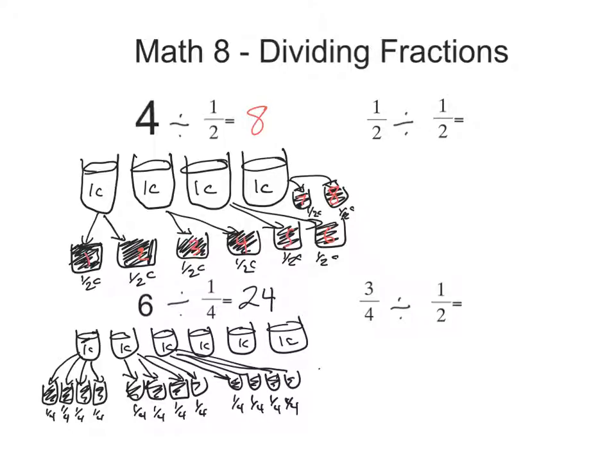I'm hoping you see a pattern here. When you divide by a fraction, it's like multiplying by its reciprocal. For the first question, you could have gotten the same answer by timesing it by 2 over 1, which is equal to 8 over 1, which is equal to 8. Similarly, for 6 divided by 1/4, it could have been 6 times 4 over 1, which is equal to 24 over 1, which is equal to 24.